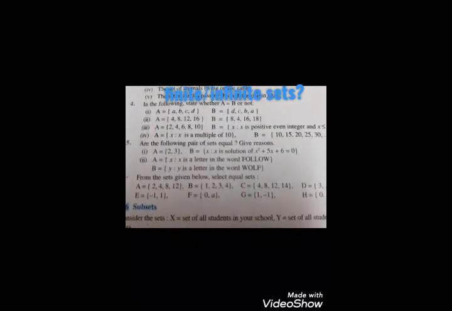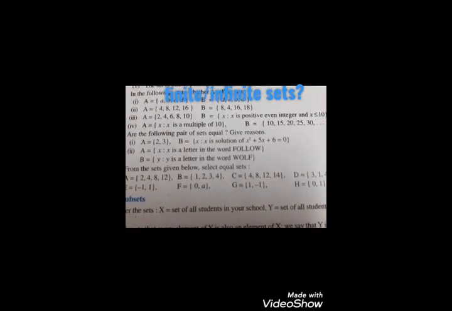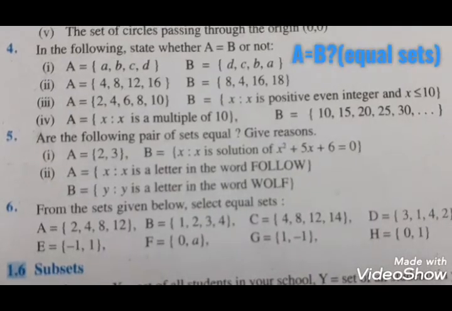So here, how many circles are passing through the origin? I will show you one diagram, and then we can decide whether it is an example of a finite set or an infinite set. See here, this question is for the equal sets.